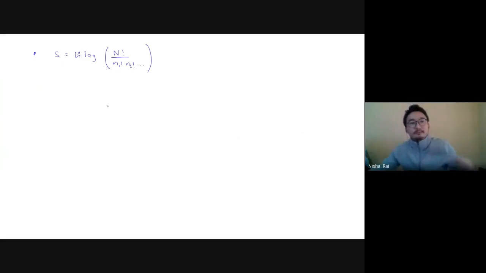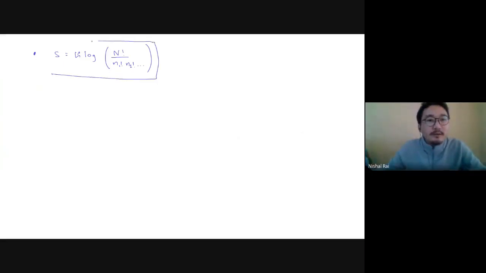So in a sense, we can write S equals K log of N factorial divided by N1 factorial, N2 factorial, and so on and so forth for a huge number of particles. This is for classical, you'll learn about this later.